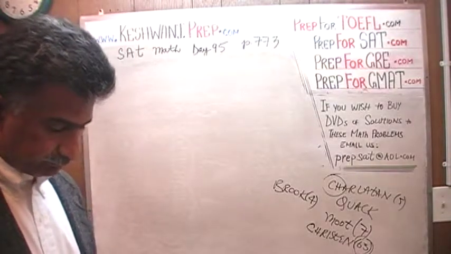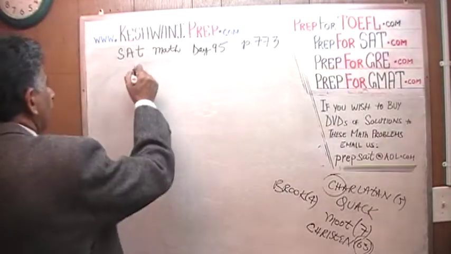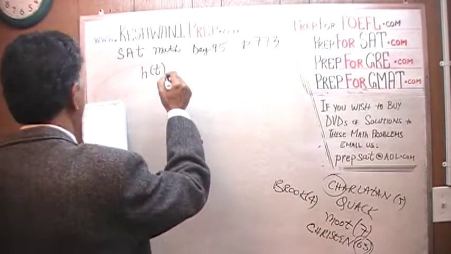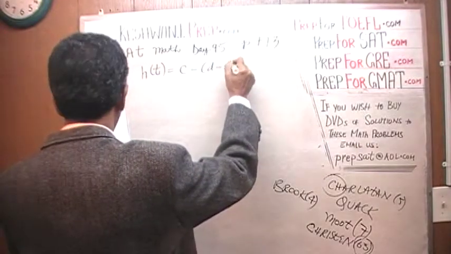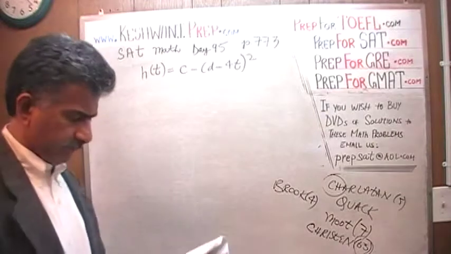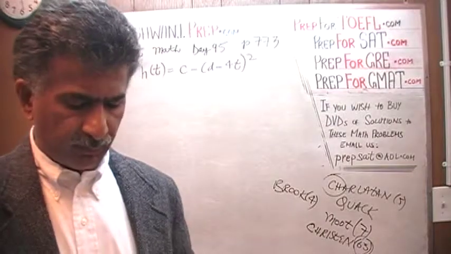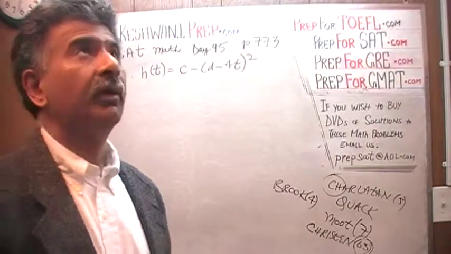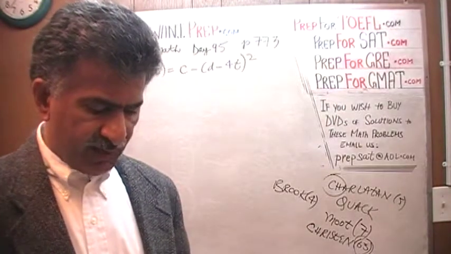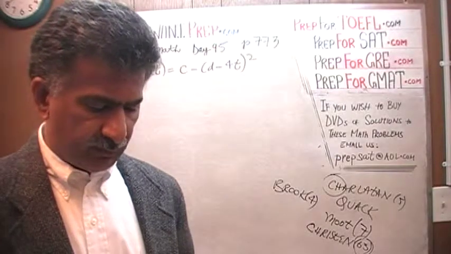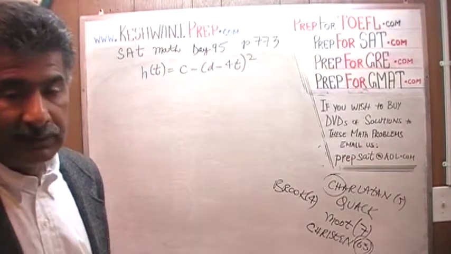Anyway, number 18. Here is the function that is given to us: C minus D minus 4t, whole squared. Let's see what we're supposed to do with it. It says at time t equal to 0, a ball is thrown upward from the initial height of 6 feet. So we're throwing the ball in the sky from the height of 6 feet. Until the ball hits the ground, its height in feet after t seconds is given by the function above. So this function gives us the precise height of the ball at any given moment in time.